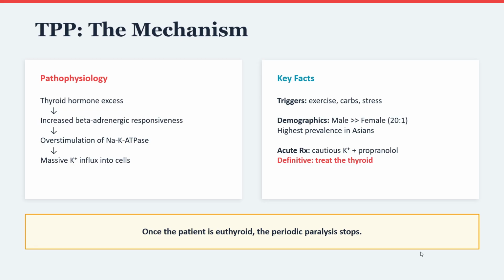But the definitive treatment that prevents recurrence is treating the underlying hyperthyroidism. Methimazole for Graves' disease, or whatever the appropriate therapy is. Once the patient is euthyroid, the periodic paralysis stops completely. Now let me compare this to the familial form.